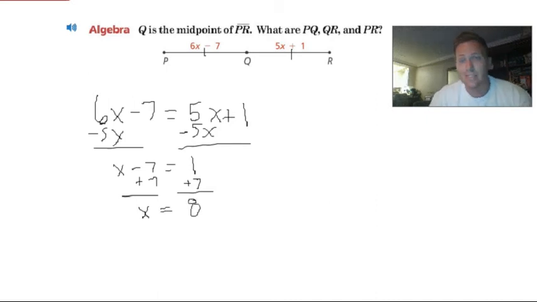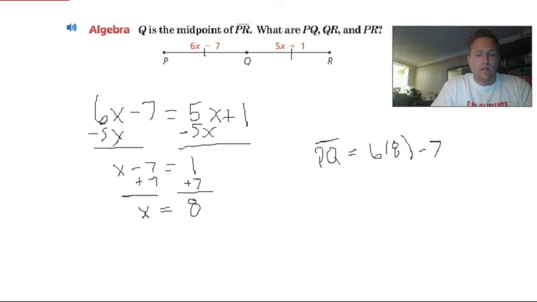Again, 8 is not my answer. It wants to know what are the lengths of both of these. So we need to take this 8 and plug it back in. So if I'm looking at this length PQ, it wants to know what is segment PQ? PQ is 6 times 8 minus 7. And let's just use a calculator. So I'm going to get 48 minus 7, 41. Boom. And again, we said these lengths have to be the same, right? So QR also has to be 41.